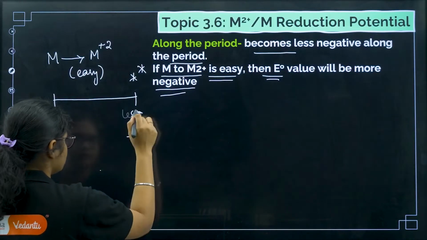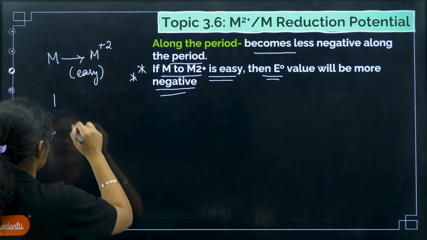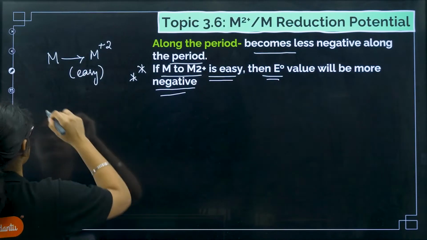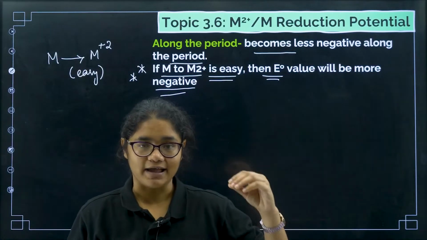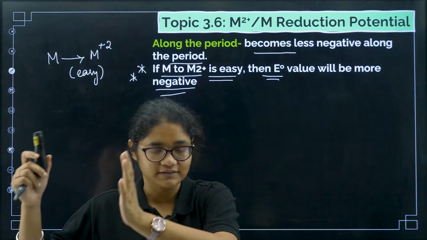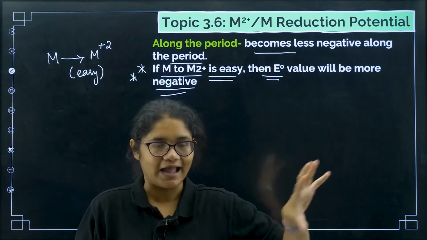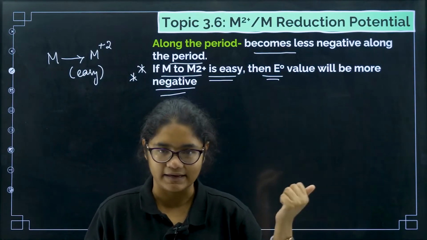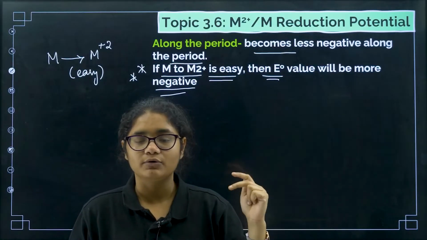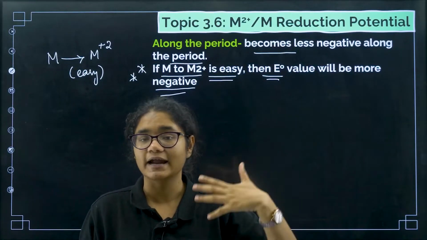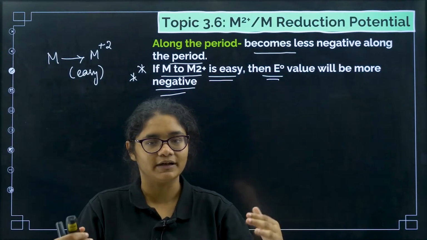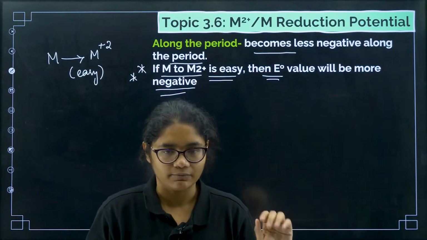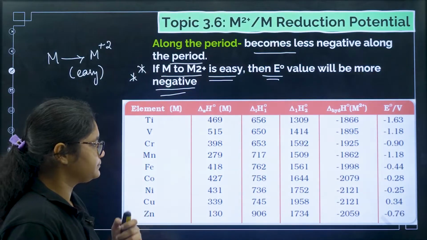First, the two points that I have written here are to be understood. Along the period the E0 values become less negative. Along the starting of the period it is more negative, as you move along the period it becomes less negative. The second thing that you need to know: if a metal can easily get converted from M to M2+, happily it gets converted, then the value will be negative. Now let us see the trend here.